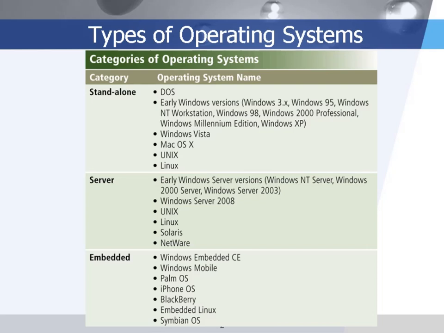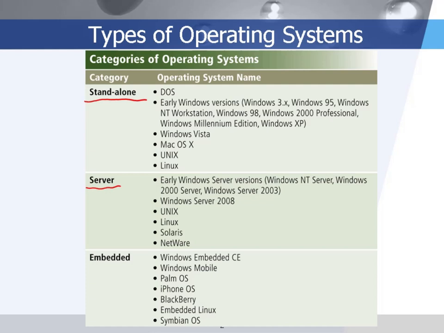Now let's look at the categories of operating systems. So we mainly have three types of operating systems. The first one is called the standalone, or we can also call it the personal computer operating systems, because this operating system is designed for personal usage. The second type is called the server operating systems, because it's specifically designed for servers. Because the hardware structure of the server sometimes is different from the personal computer.